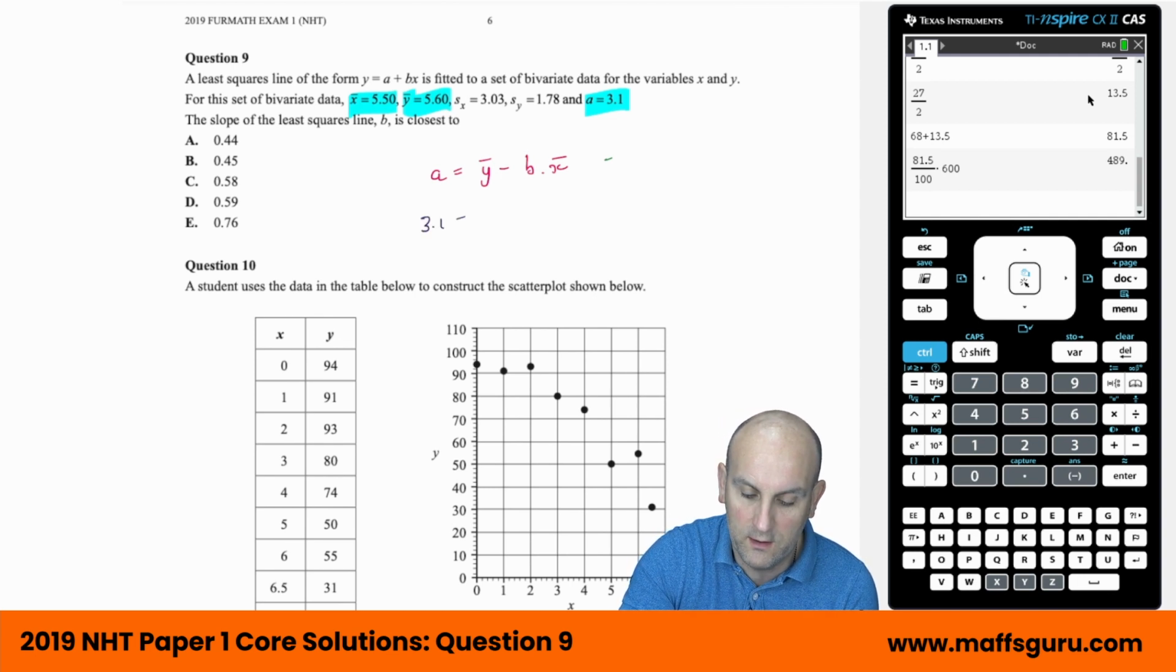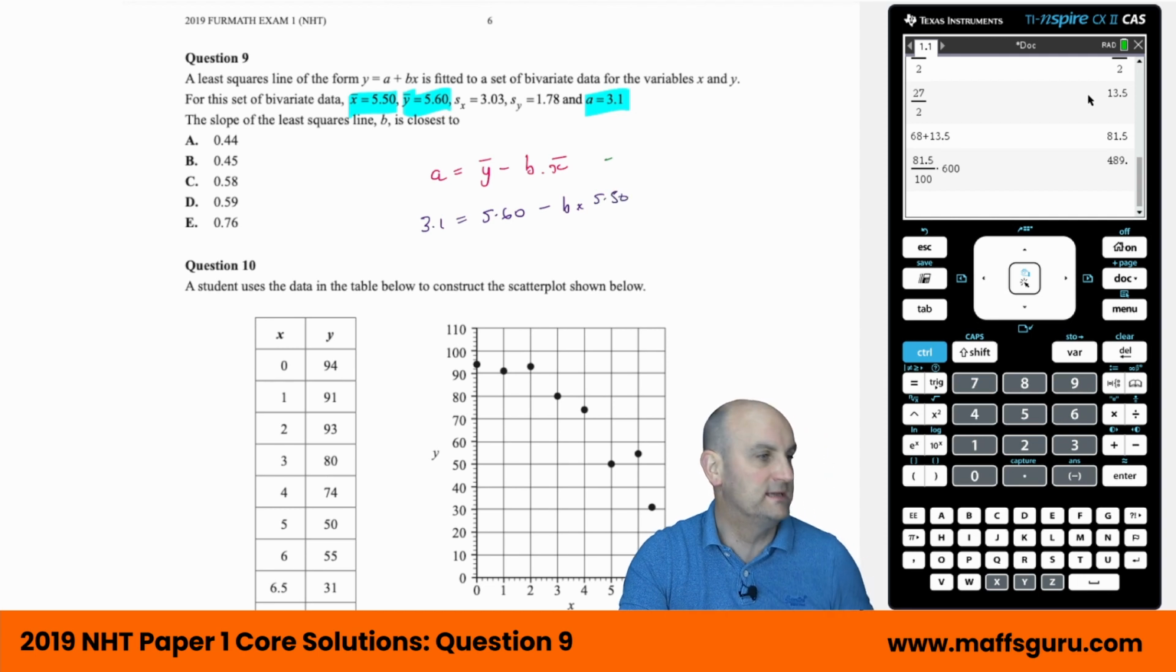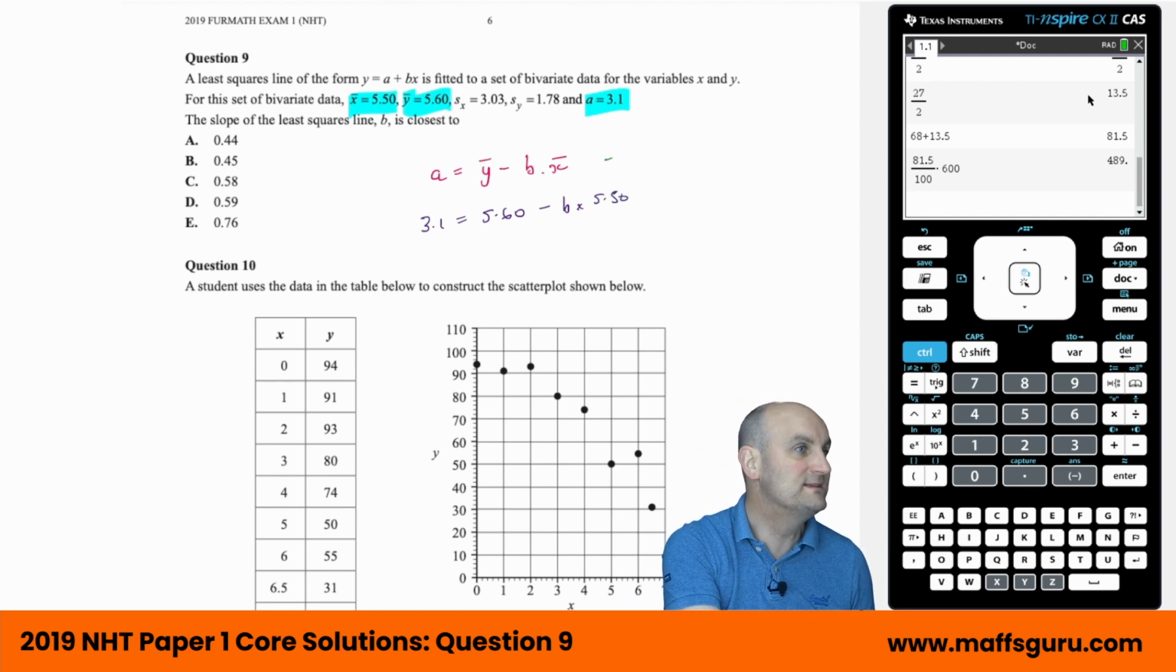So we've got 3.1 is equal to y bar, 5.60, minus the value of b, which we're trying to find, multiplied by 5.50. Okay, so knowing that, there's a number of ways of doing this.